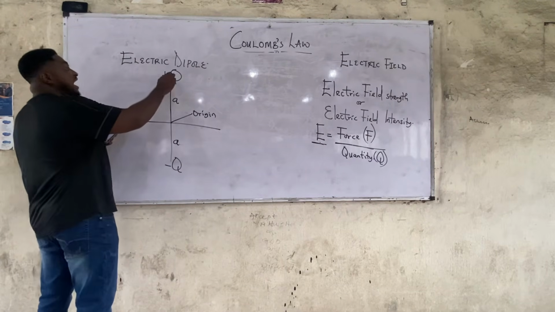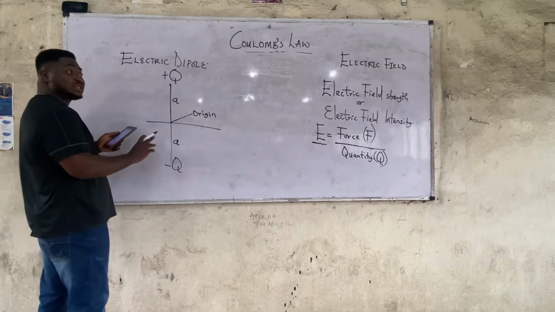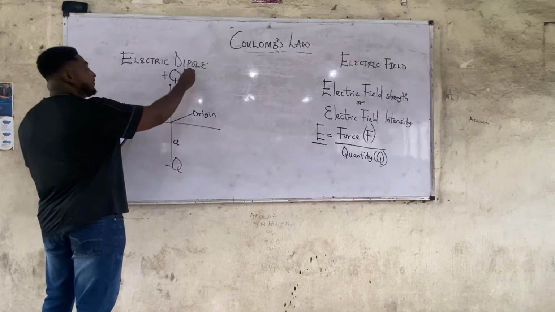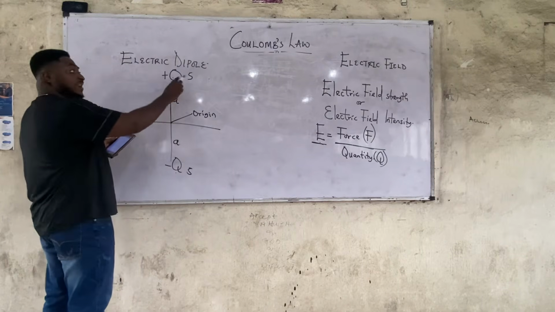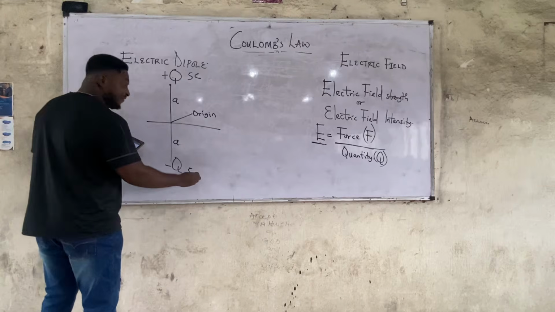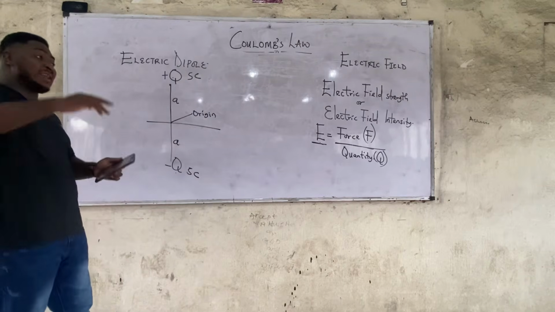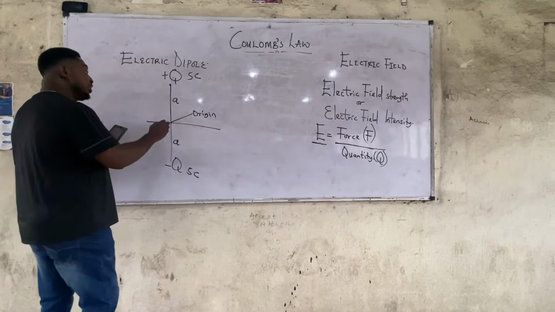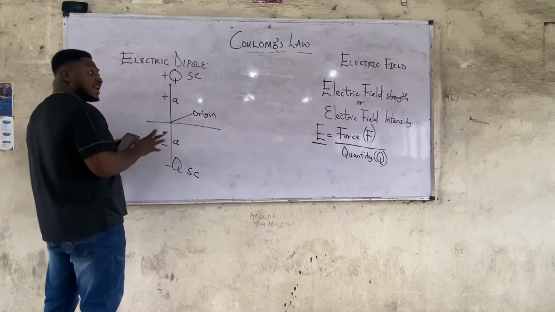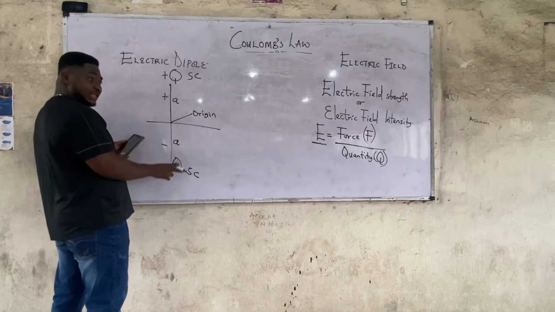The charges are equal but of opposite signs. This one is positive, this one is negative. So if this is 5, this is also 5, but this is plus 5 coulomb and this is minus 5. So opposite directions. Remember that from the origin, up is positive y, and down is negative. That explains why q is positive here and q is negative there.